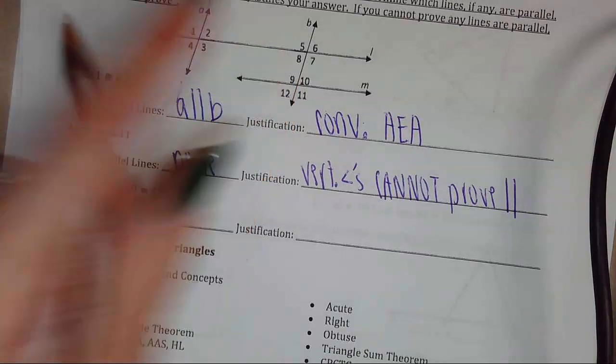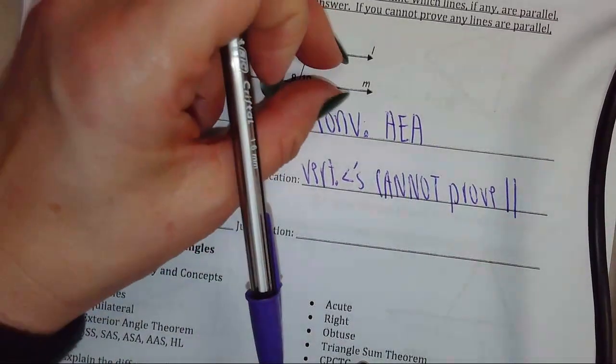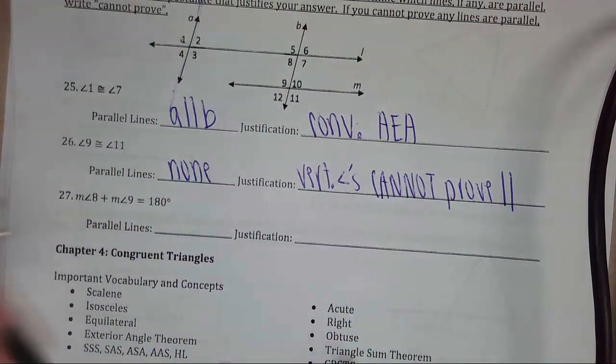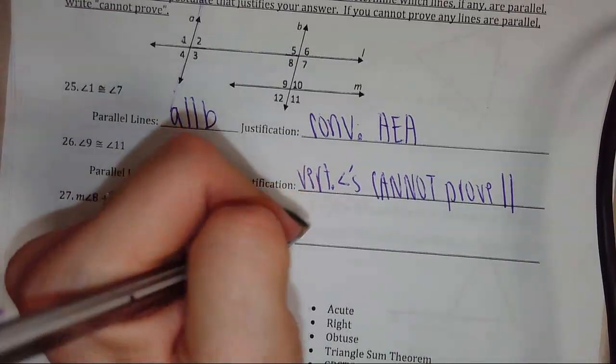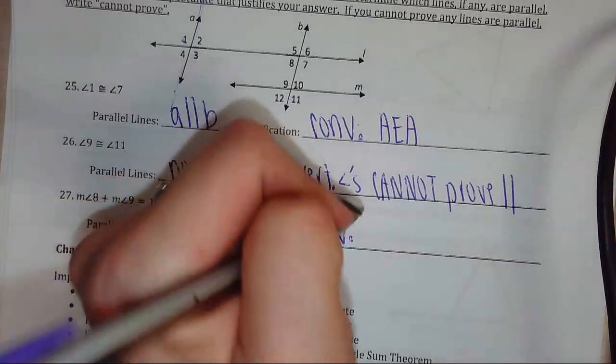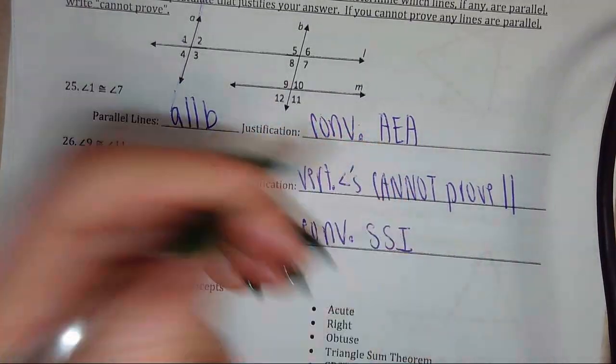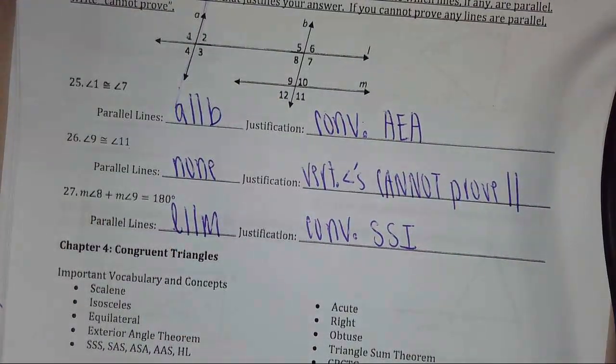All right, 9 and 8. Well, that's touching line L and line M. So line L is parallel to M. And it would be the converse of same side interior angles. 9 and 8, they add to 180.